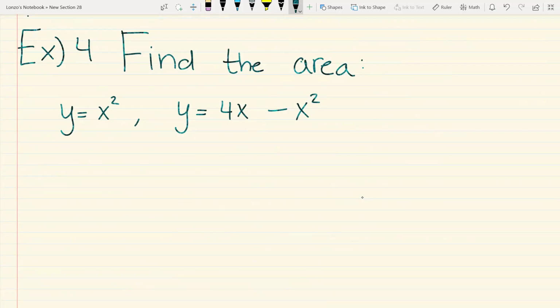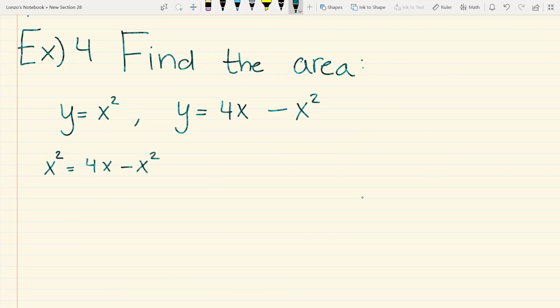So find the area between y equals x squared and the function y equals 4x minus x squared. This time they do not tell you where the domain is or where the point of intersection is, so we're going to have to find it. So how do you find it? Well, everything is in terms of x, so that's good. Now let's define the domain and the point of intersection: you simply set the equations equal to each other. So you're going to set x squared equals 4x minus x squared.